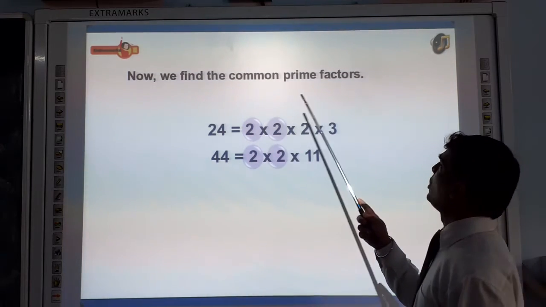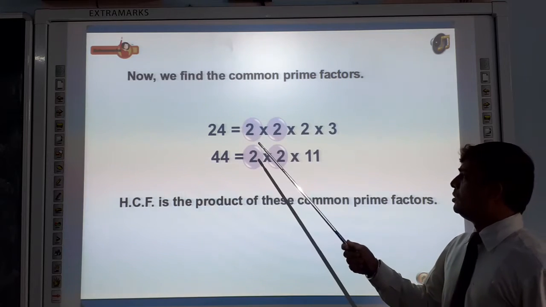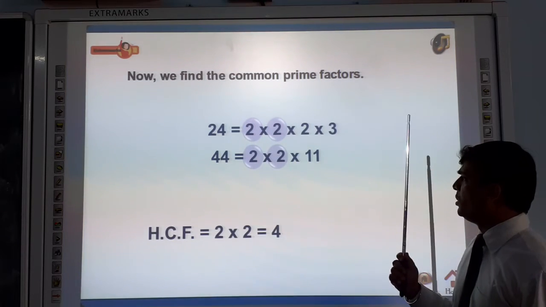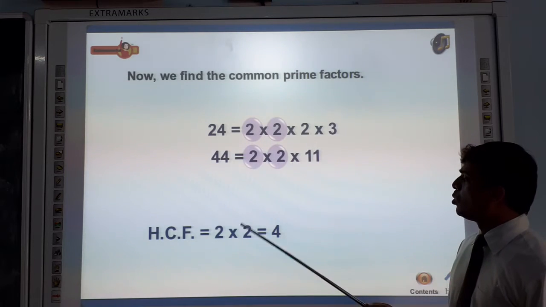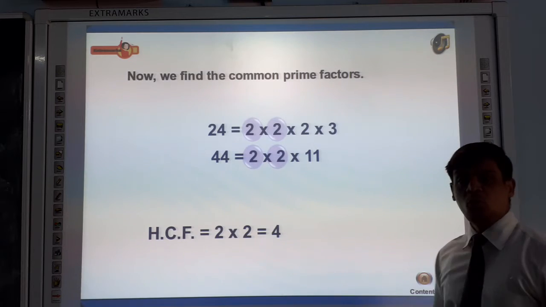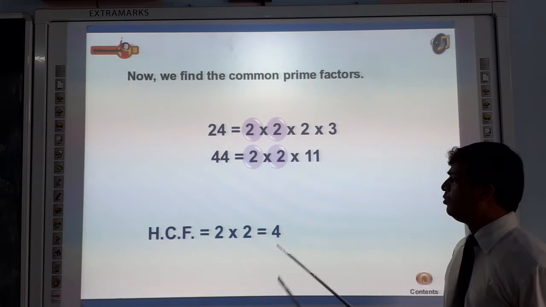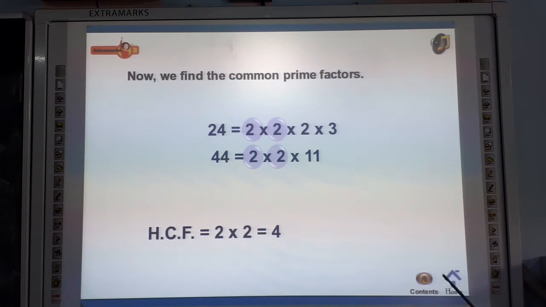Now we find the common prime factors. 24 is equal to 2 into 2 into 2 into 3 and 44 is 2 into 2 into 11. So common factor is 2 into 2 is equal to 4. HCF is equal to 4. Look at this. Okay.